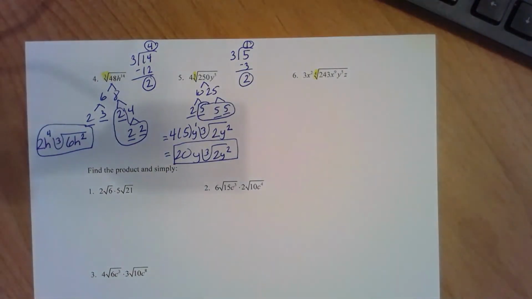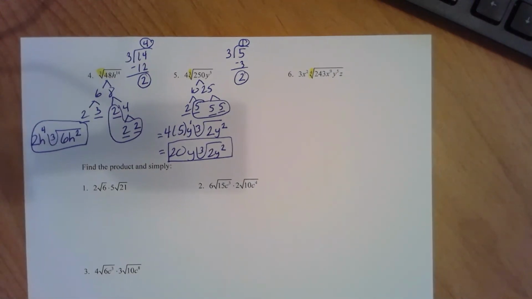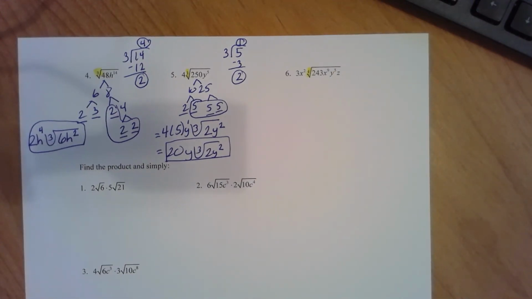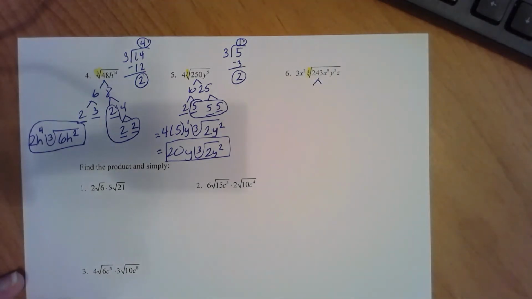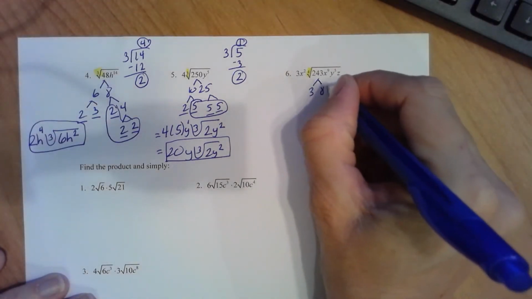Again, make sure you're writing that index every single time that it's not a square root. Alright, so the last one on this section, we have 3x squared, 4th root of 243 x to the 9th y to the 5th z. So we'll start off with 243. What can be divided into 243? That's going to be a little bit harder to think. So you just go through your numbers and see if 243 can be divided by 3. And it is. We can do 3 and 81.